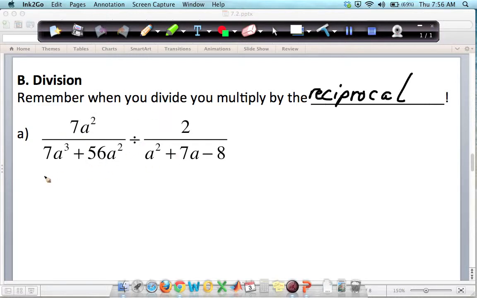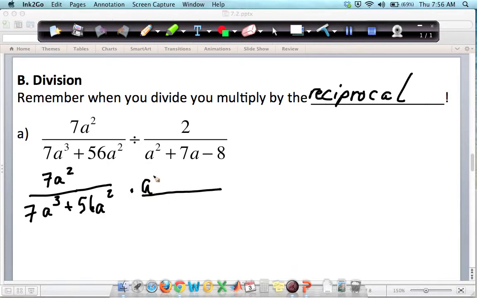So I'm going to have 7a squared over 7a cubed plus 56a squared. Change your division to multiplication, and then you flip the second fraction. Okay, now I can go ahead and start factoring and simplifying. So the 7a squared is in simplified form. In the denominator here, I have 7a cubed plus 56a squared.